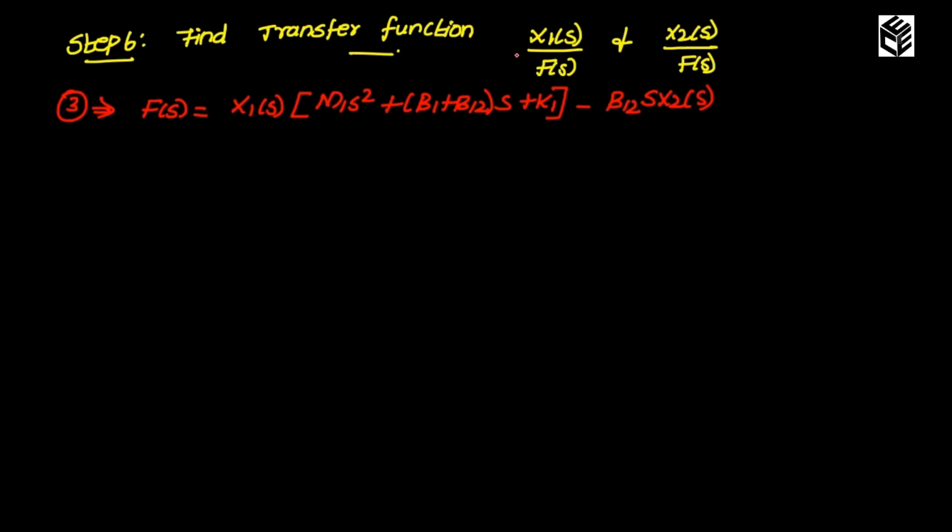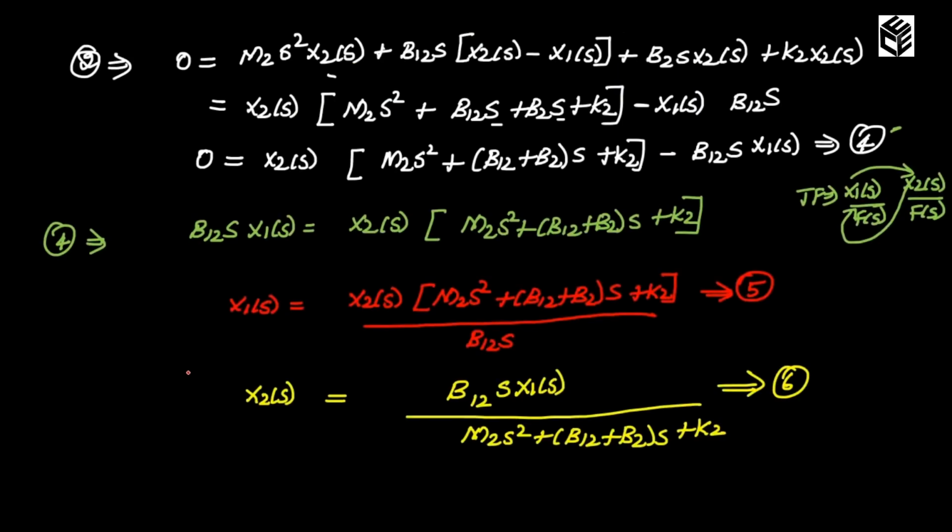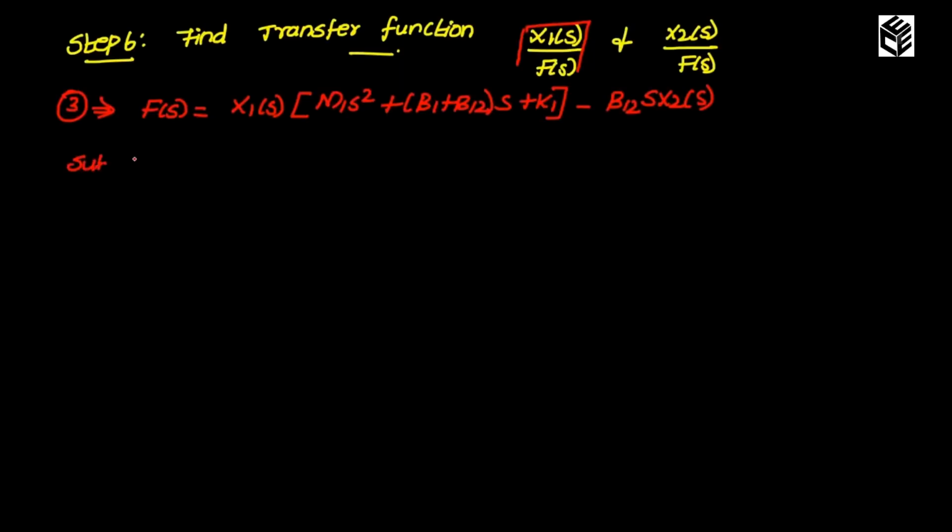Next is step 6. So what is step 6? To find the transfer function. So we are going to find the first transfer function X1(s) by F(s). For reference, I have rewritten the third equation. In this equation, we are going to substitute the value of X2(s) first. So what is X2(s)? The sixth equation, correct? So I am going to substitute the sixth equation in the third equation.